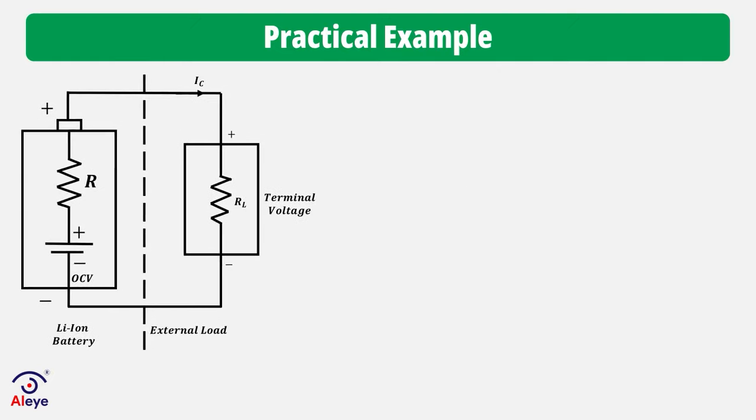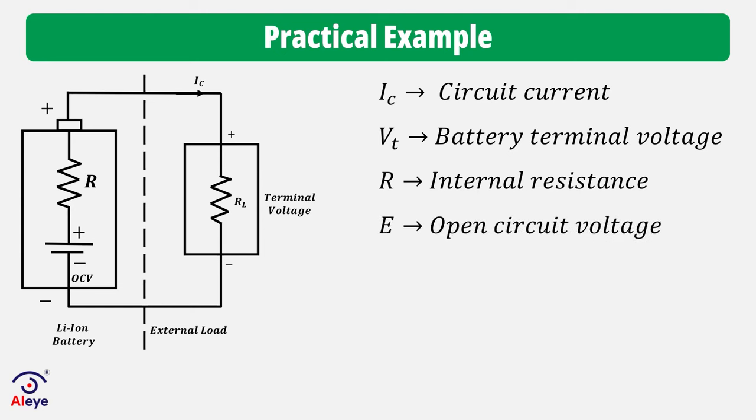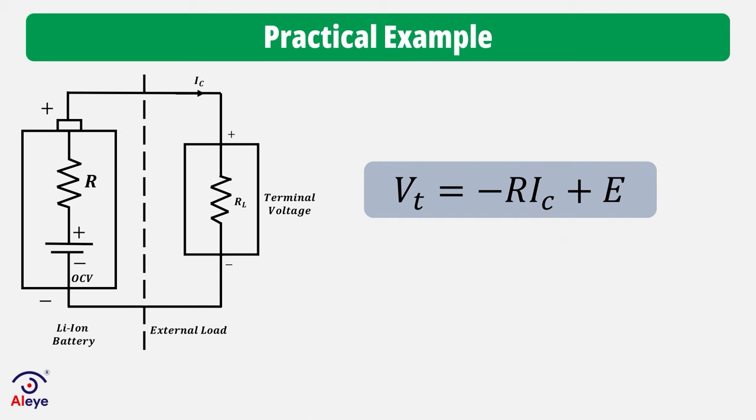Here you see the electrical circuit diagram, where IC is the circuit current, VT is the battery terminal voltage, R is the internal resistance that we assume to be constant, E is the open circuit voltage or the terminal voltage when there is no load connected or when the current is zero. For a healthy battery, this is constant. The circuit equation can be written using Kirchhoff's voltage law as VT = -R × IC + E. According to this equation, terminal voltage drops with increasing current.